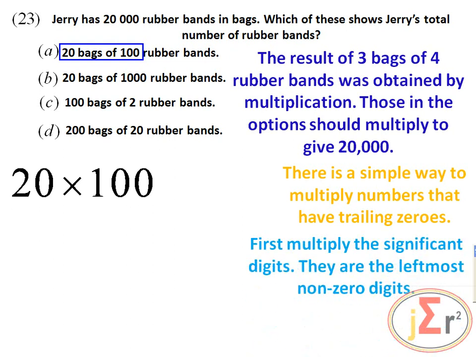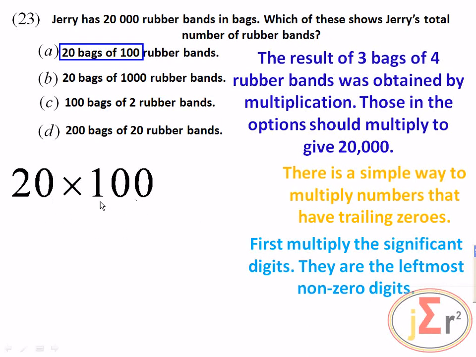First, multiply the significant digits. They are the leftmost non-zero digit. Therefore, the significant digits are the digits in each number, the digits that are to your extreme left. So in this 20, what is the significant digit? 2. The significant digit is 2 in this case.